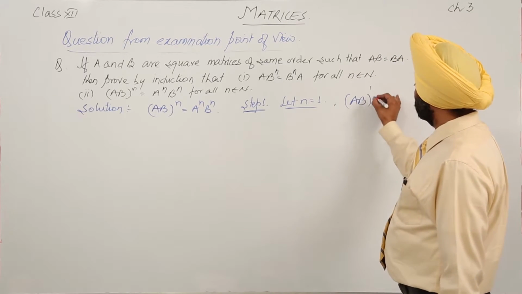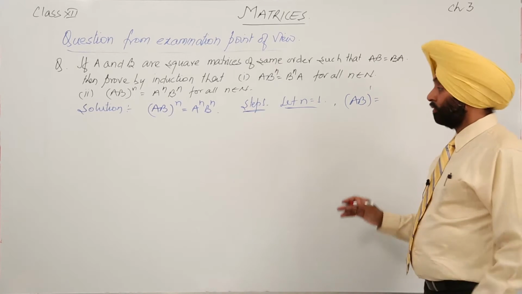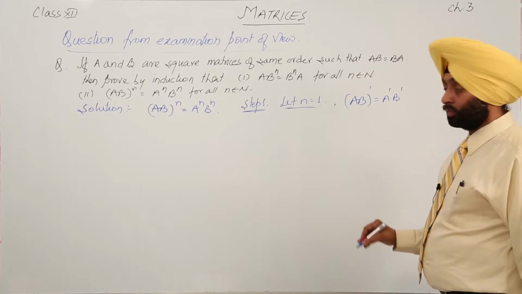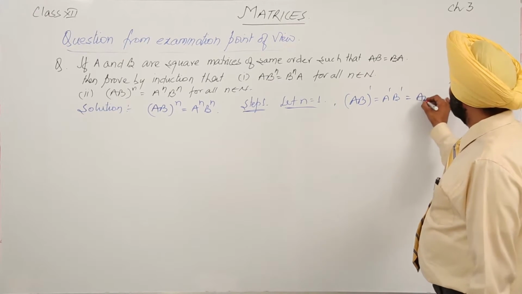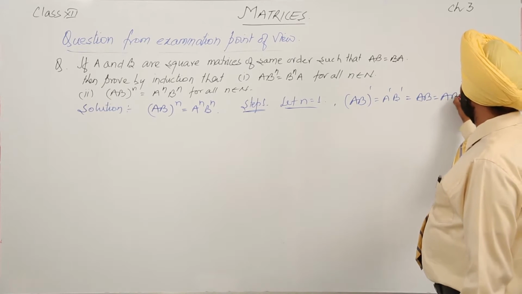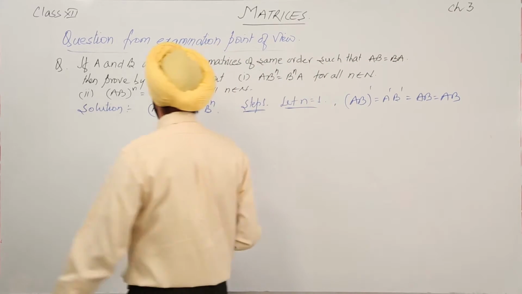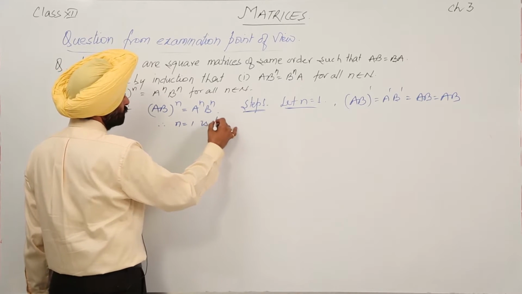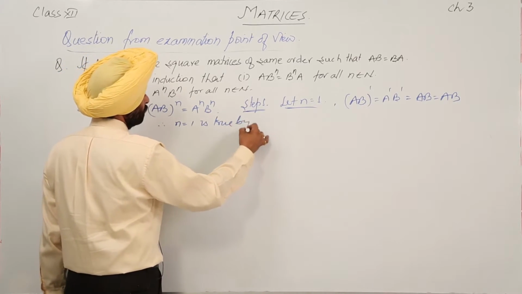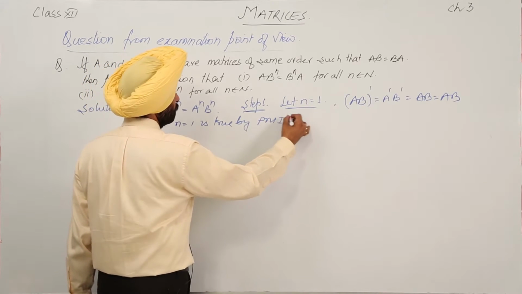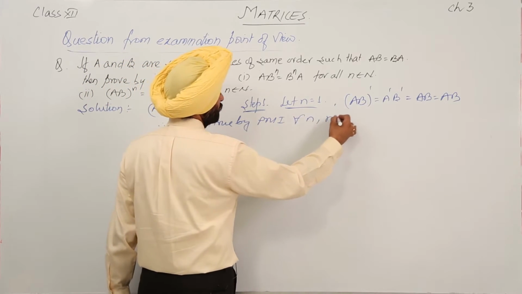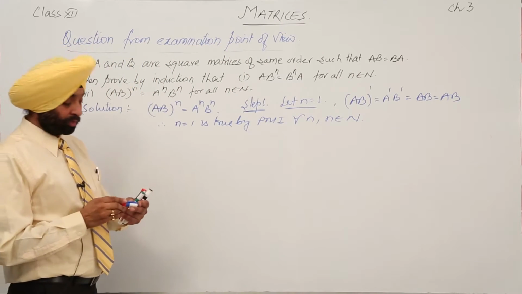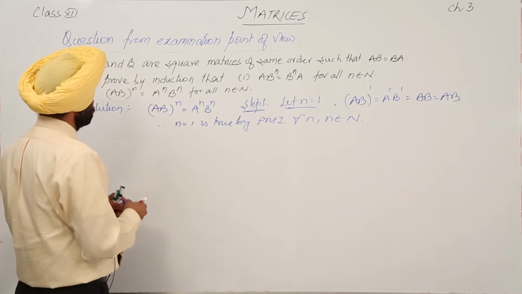(AB) raised to the power 1 is equal to A^1 B^1, and this becomes AB is equal to AB. Therefore, n is equal to 1 is true by PMI for all values of n where n belongs to natural numbers. It is already given. So this is step number 1. Now step 2.